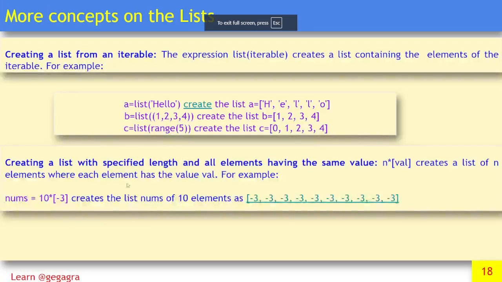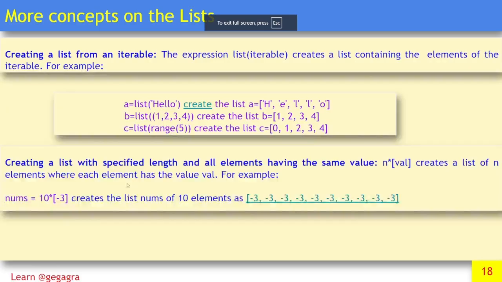You see here there is another list, and I'm going to create a list where there is only one value and multiply the list by an integer. When you multiply a list by some integer, the list is repeated. So here we are creating a list with a specified length, with all elements having the same value.